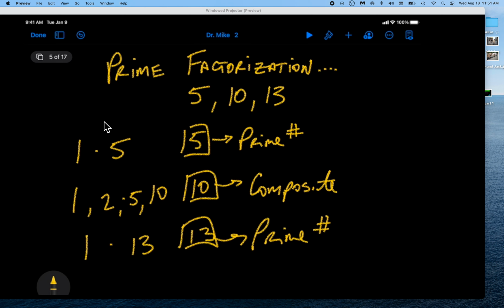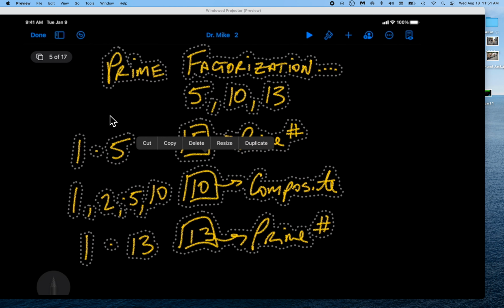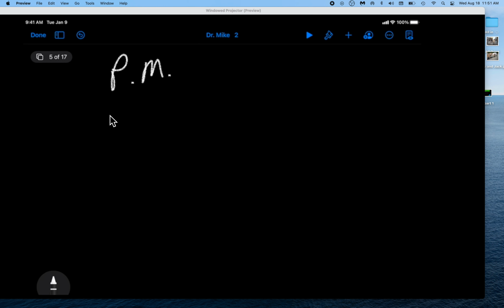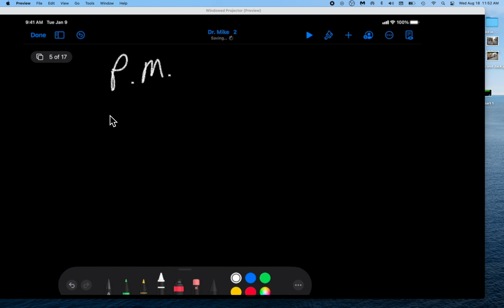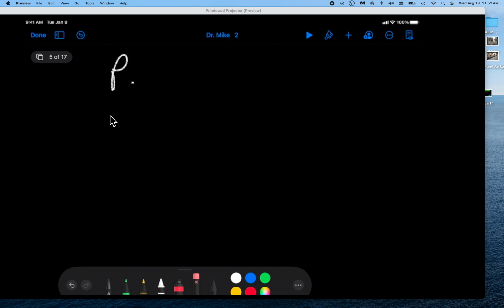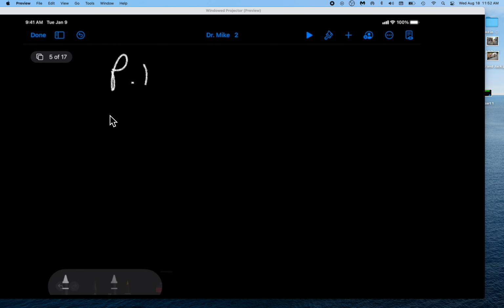So folks, as we go through this process, when we create factors, we have to keep going until we have all prime numbers. Let me show you what that means. Suppose I asked you to give me the PF, which is prime factorization, of the number 20.